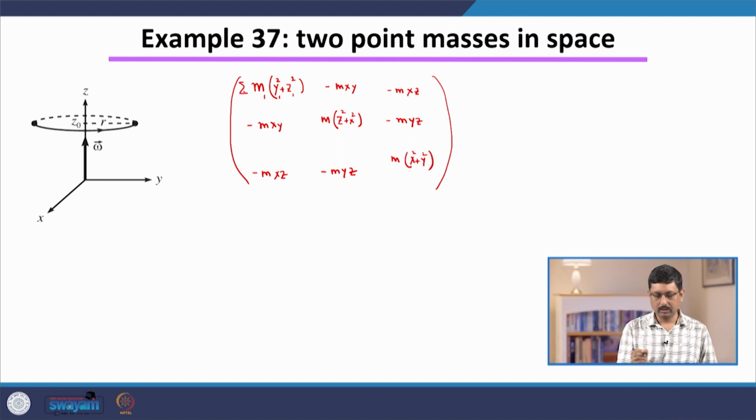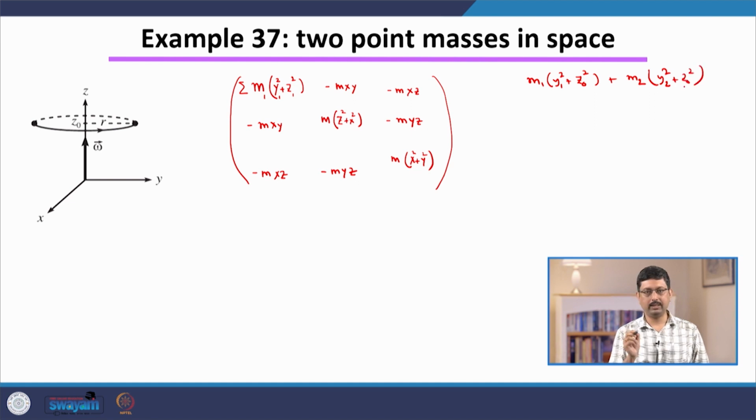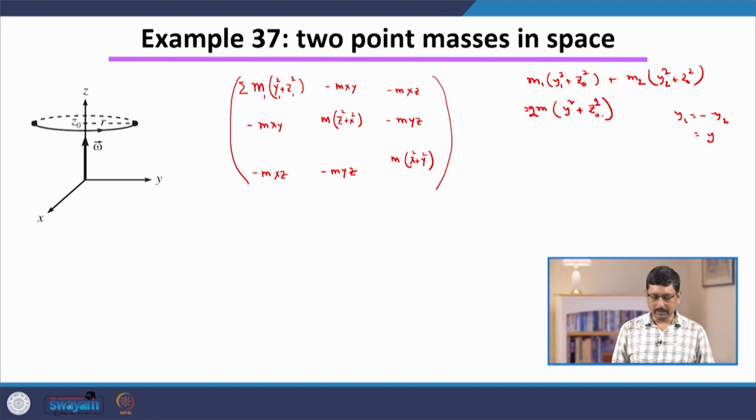So, we have to sum over both. The first term will become m1 times y1 square plus z0 square, plus m2 times y2 square plus z0 square. Note that the z coordinate is the same for both particles, and y1 is minus y2, but the square is again the same. So, we can simply write it as m, since the masses are equal, times y square plus z0 square, where y1 is equal to minus y2 equal to y. So, this is just 2 m times y square plus z0 square.